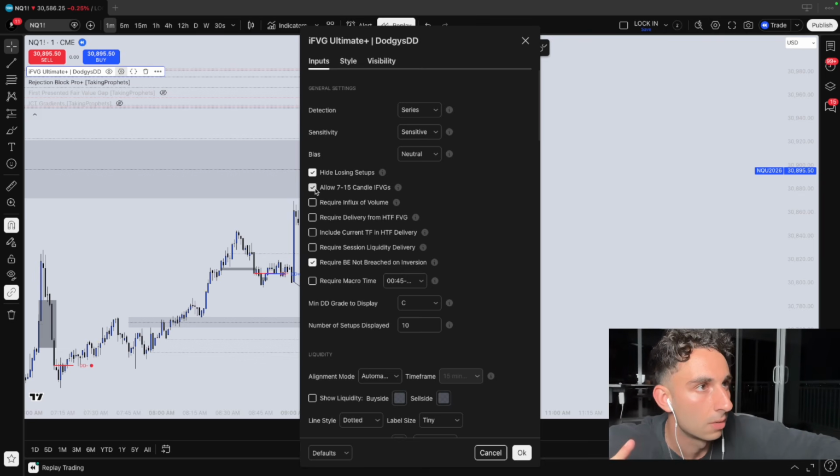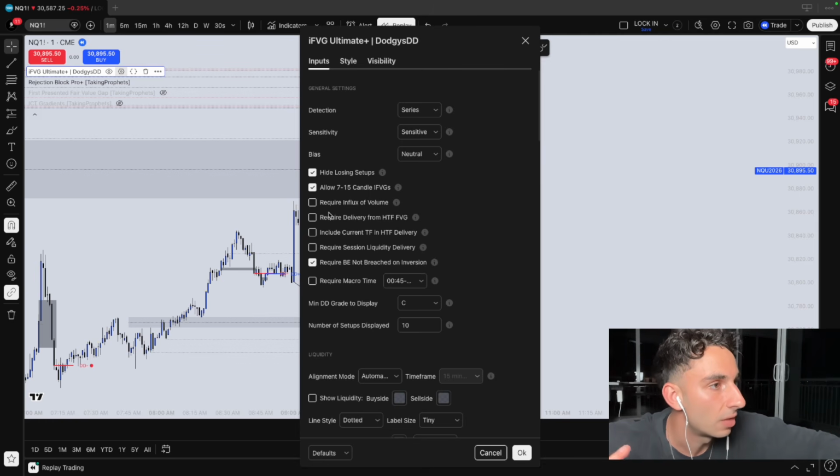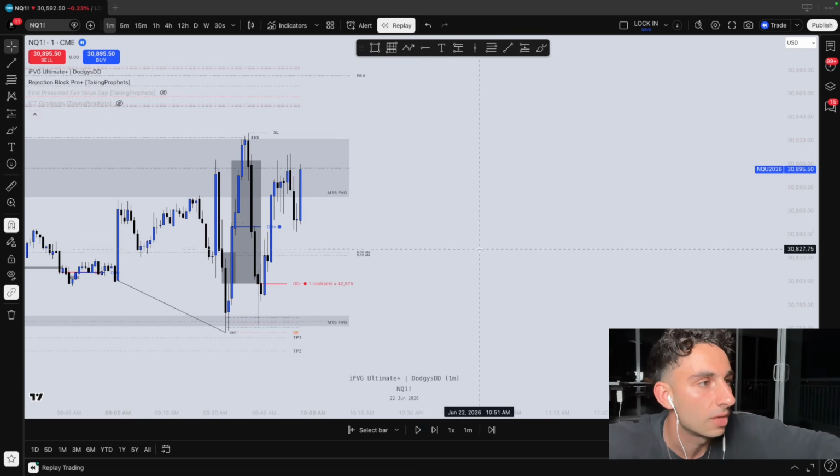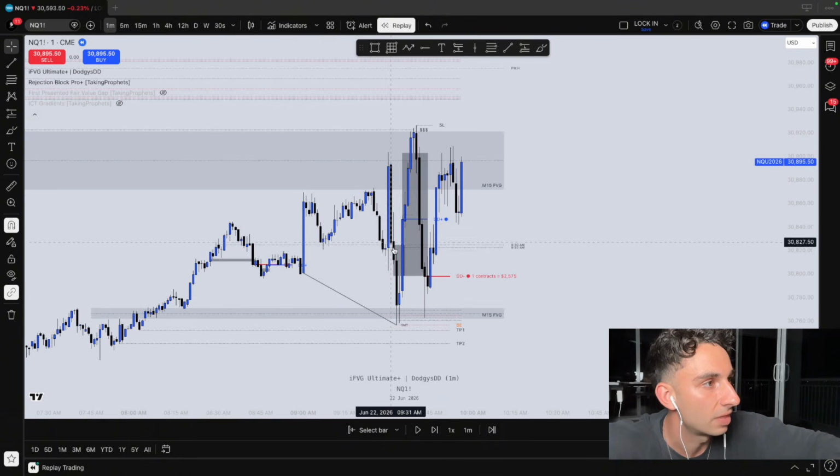I use it on, but you kind of have to backtest this for yourself. I apologize, I don't have a really good answer, but "require influx of volume." Basically, this is pretty simple. It literally just works off a moving average, so it's just looking at the average volume of the candles.